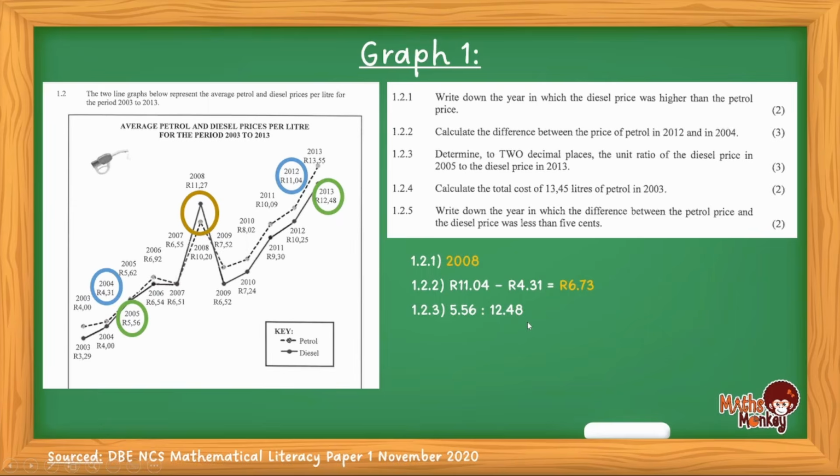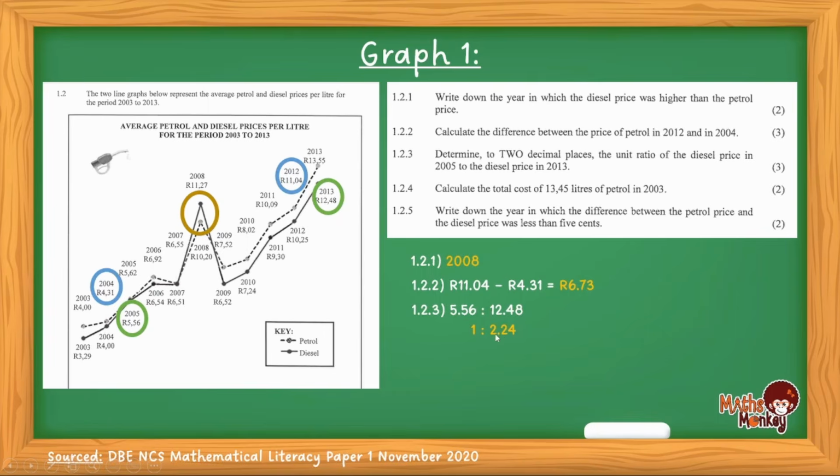Once I have it in the order in which they are asking, now I can actually divide both sides by the value where you want the 1. In this case, I want the 1 to be on the left-hand side, right? This is the smaller value. So I'm going to divide both sides by 5.56. So 5.56, sorry, not 7, 6. 5.56 divided by 5.56 gives me the 1.